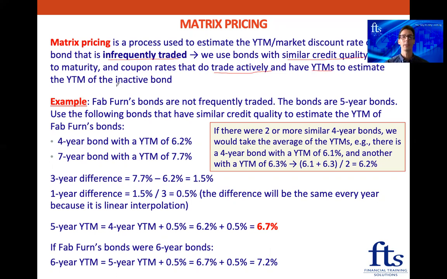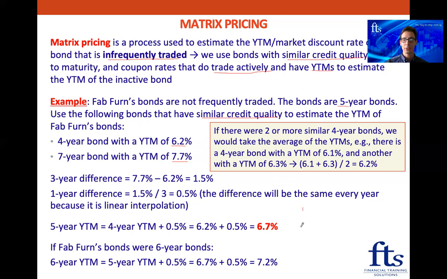So let's try this example. We'll see how it works. So we've got Fab Fern's bonds. They are not frequently traded, and they are 5-year bonds. And we need to use the following bonds that have similar credit quality. So let's say, for example, Fab Firm is rated BBB. So we'll use other bonds that are also rated BBB, and we'll use those bonds to estimate the yield to maturity of Fab Firm's bonds. So we've got here a 4-year bond, and it's got a yield to maturity of 6.2%. And we've got a 7-year bond that's got a yield to maturity of 7.7%. Now, the problem is that Fab Firm's bonds are 5-year bonds. So we need to use interpolation to work out what the yield would be on a 5-year bond. So we just ignore this box for now.